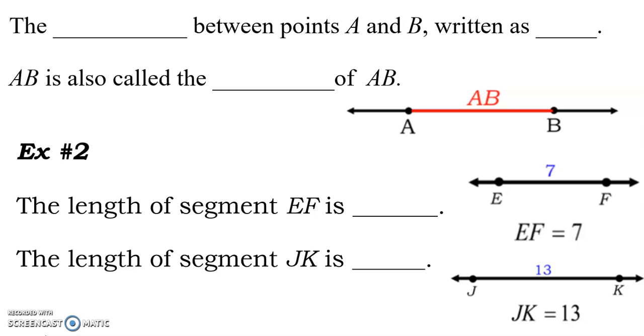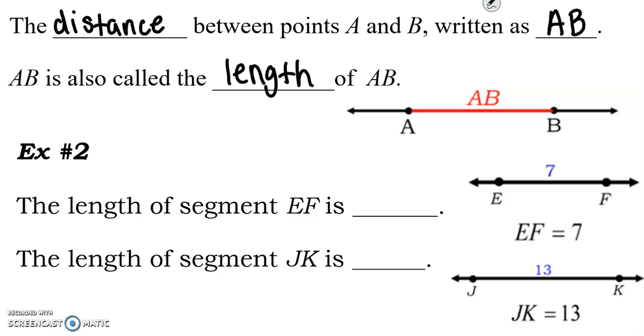So distance between points: the distance between points A and B is written as AB. So notice we don't put the segment bar over the top. AB is also called the length of AB. So length and distance are represented by 2 capital letters with no segment bars over the top. So the length of EF in this example is 7. And the length of segment JK is 13.